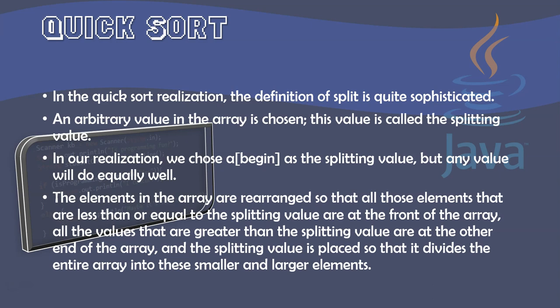Now, the elements of the array are rearranged so that all those elements that are less than or equal to the splitting value are at the front of the array, and all the values that are greater than the splitting value are at the other end of the array. And the splitting value is placed so it divides the entire array into these smaller and larger elements.